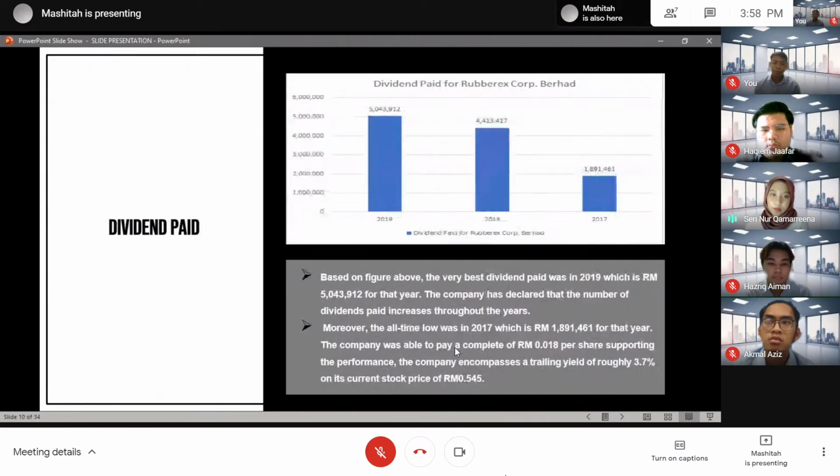Based on the figure above, the very best dividend paid was in 2019, which is 5.043 million for the year. The company has declared that the number of dividends paid increases throughout the years. Moreover, the all-time low was in 2017, which is 1.891 million for the year. The company was able to pay a total of 0.018 cent per share, supporting the performance. The company has a trailing yield of roughly 3.7% on its current stock price of 0.545 cent.